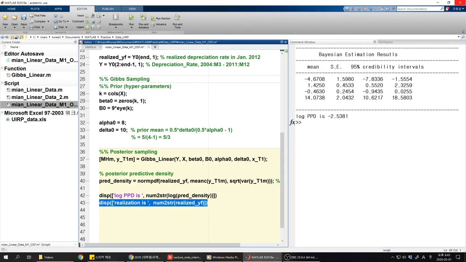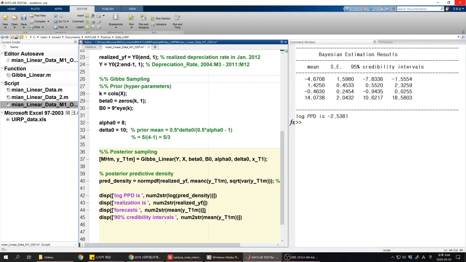Also, let's report the forecast. Forecast here means just the posterior mean of the predictive distribution. The posterior predictive mean is just mean, whatever. And let's report the credibility intervals, say 90% credibility intervals.